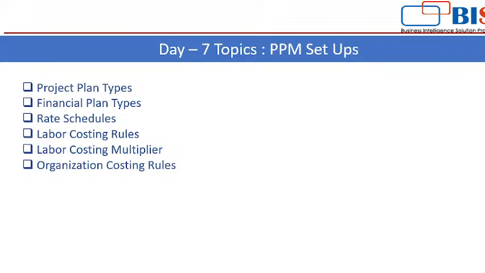When you assign any resource in your project, at that time you will use the rate schedules. Then we have seen how to create the labor costing rules and labor costing multiplier, and after creating rate schedules and labor costing rules, you have to assign both of these while creating the organization costing rules. So whenever you assign any resource to your project, the system will pick the rates for that resource from the organization costing rules.